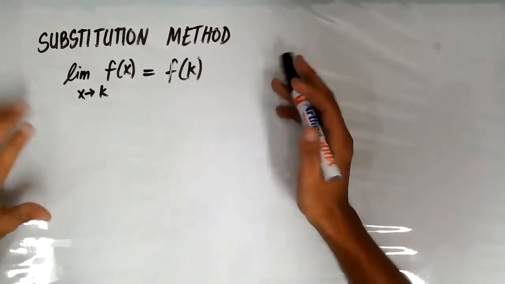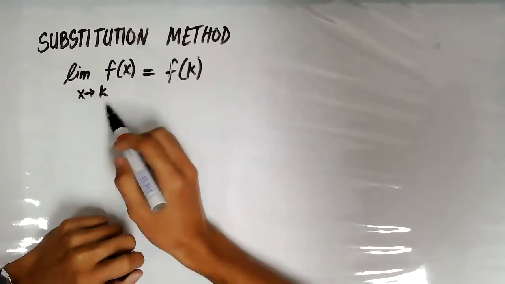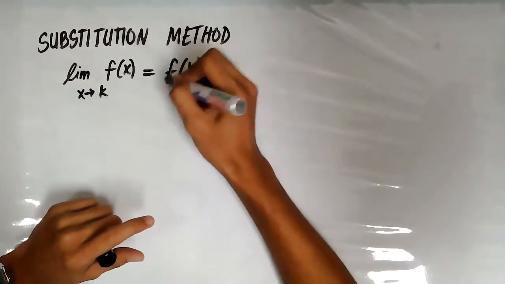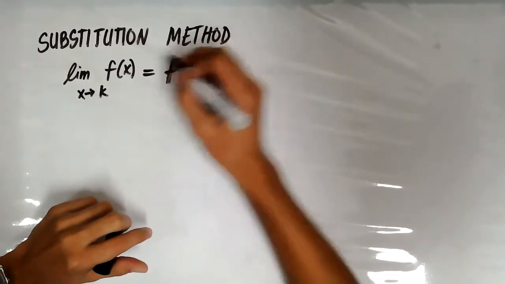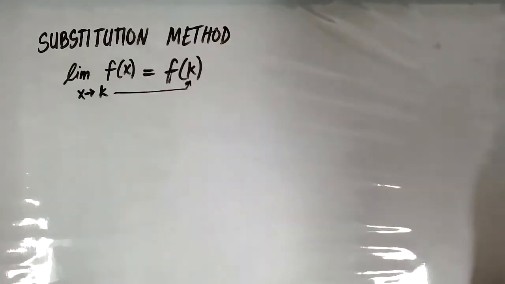In the substitution method, if you're going to get the limit of your function f as x approaches the value k, then your limit will not be equal to L, but will be equal to the function itself, substituting x by its approaching value, which is k.